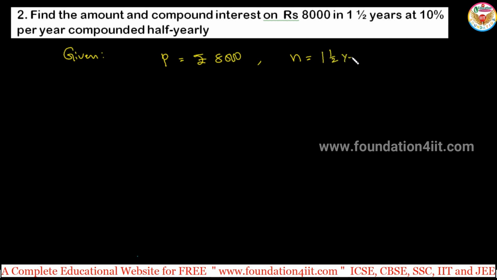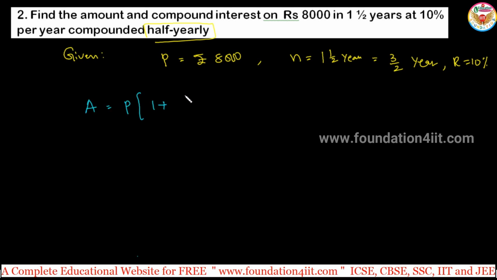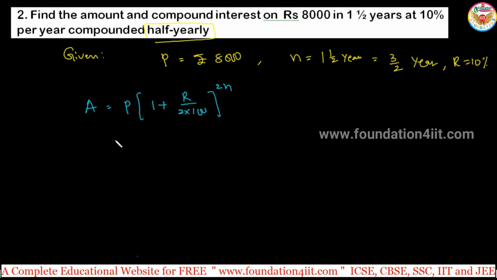1 by 2 years. Convert into mixed fraction: 2 ones are 2 plus 1, so 3 by 2 years. In the place of N, we write 3 by 2. Then R is equal to 10%. Compounded half yearly here, so the formula is A is equal to P into (1 plus R by 2 into 100) all to the power 2n. N into 2, or 2 into n. Yes, you can just apply this.